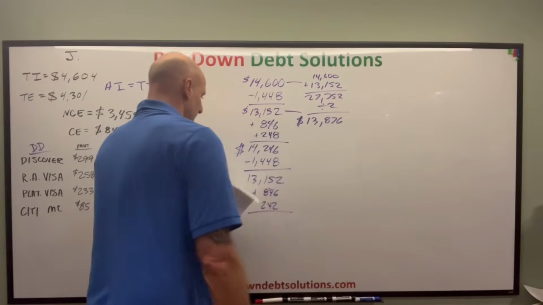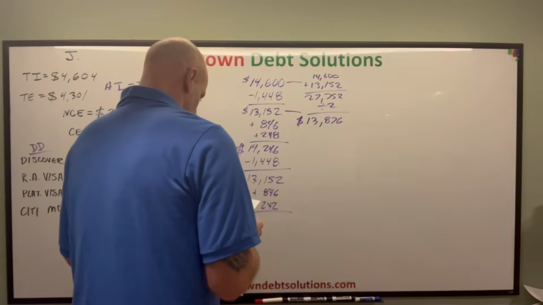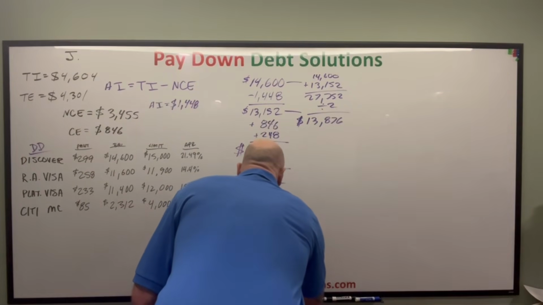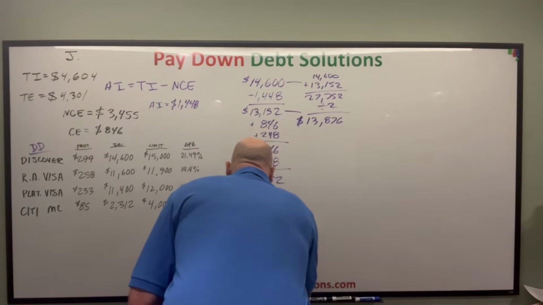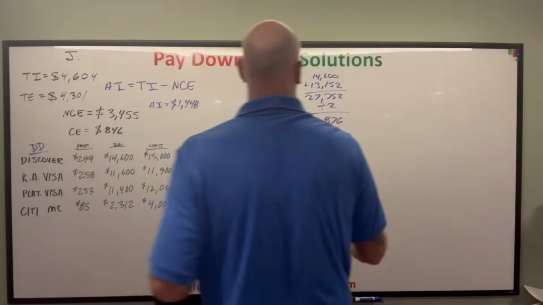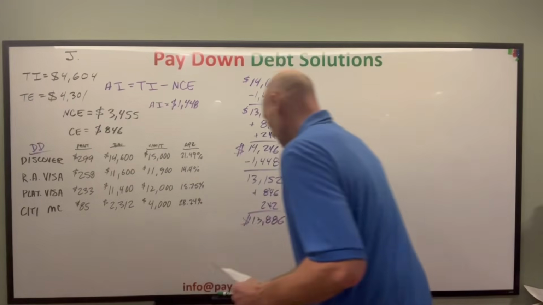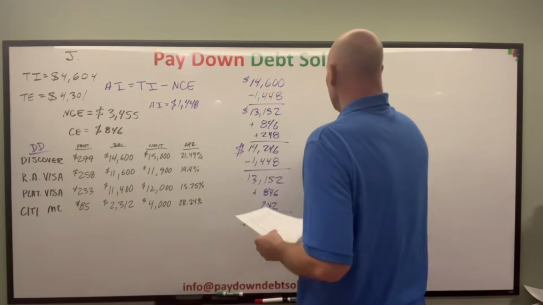All right, so we're 2 months in. After 2 months, what do we have? 13,886. Not bad in just 2 months. All right, that was my example to calculate interest. You can always go back and pause it. So we're going to reset now.